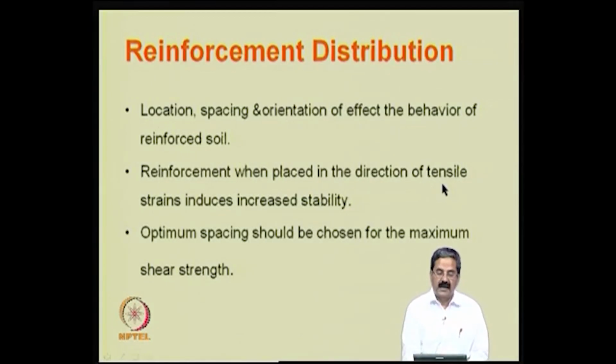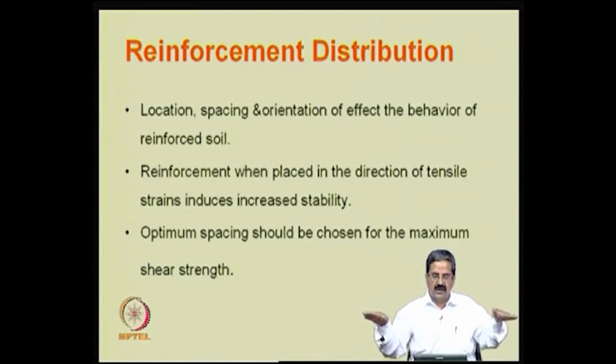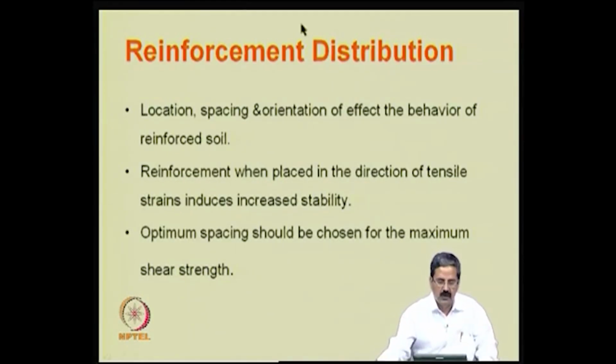So, reinforcement distribution is another important factor. We have seen that, for example, if there is a load applied on the footing and failure planes develop like this, so you put reinforcement in the horizontal direction. So, the possibility is that the reinforcement will intersect the shear planes, and then it increases the bearing capacity. So, the location all depends on the type of failure.